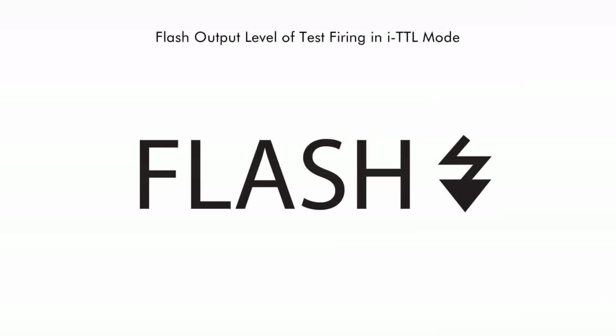This determines the output level of the test flash when the speedlight is set to ITTL mode. You can choose between the default 1/128th power setting, 1/32nd power, or full power.